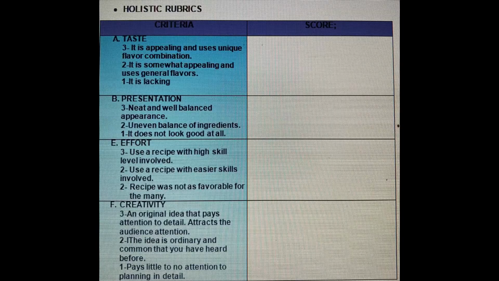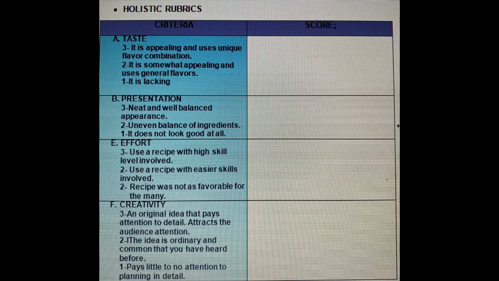Now the part where I will introduce to you the product of the process. Again, the rubrics of this, both holistic and analytic, will be flashed on your screen. For the holistic rubrics, it is divided into four criteria, which are taste, presentation, effort, and creativity. The highest points for this is 3 and the lowest is 1.